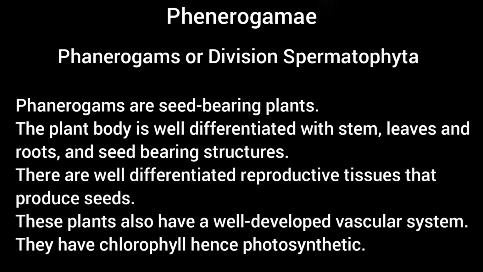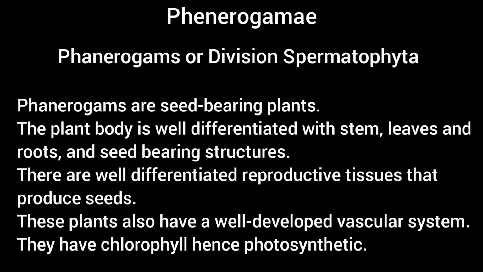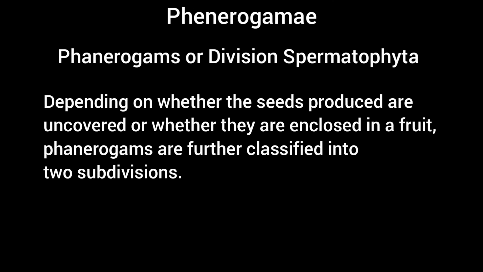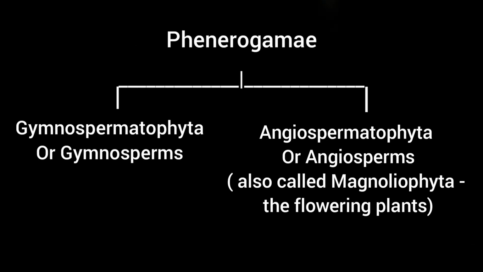These plants also have a well-developed vascular system. They have chlorophyll, hence are photosynthetic. Depending on whether the seeds produced are uncovered or enclosed in a fruit, phanerogams are further classified into two subdivisions: Gymnospermatophyta or gymnosperms, and Angiospermatophyta or angiosperms, also called Magnoliophyta.